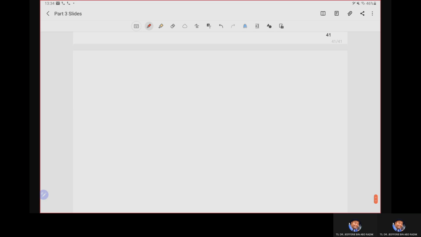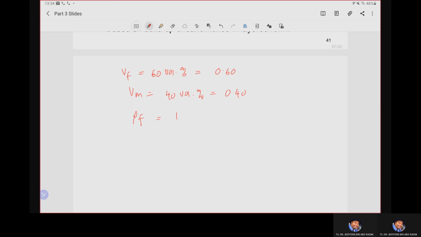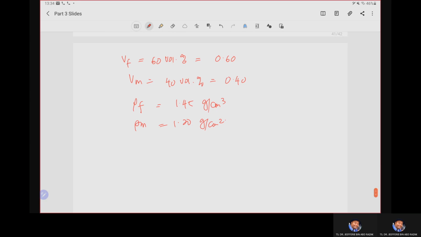We already have all the information: VF of 60 volume percent, which we write as 0.60, and VM of 40 volume percent, equal to 0.40. Rho F, the density of fibers, equals 1.45 gram per centimeter cube, and rho M equals 1.20 gram per centimeter cube. The question asks you to find the weight percent of fiber, the weight percent of matrix, and the density of the composite.